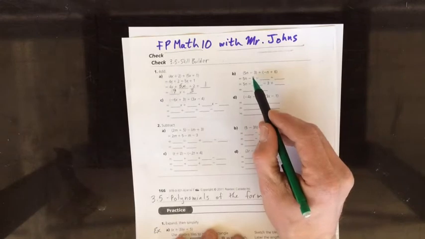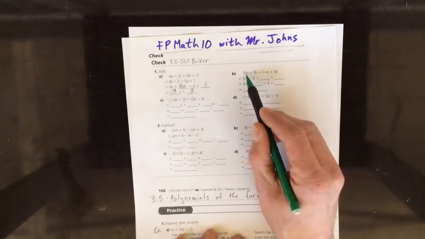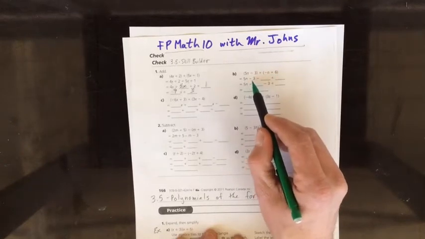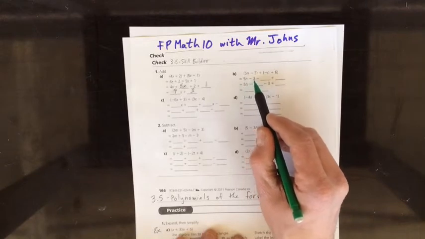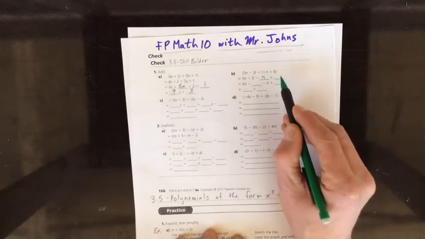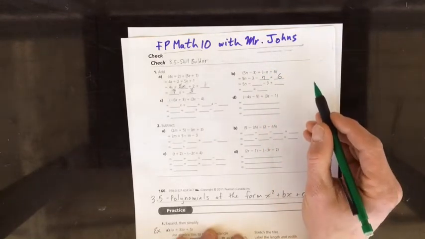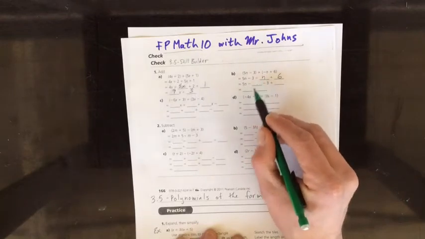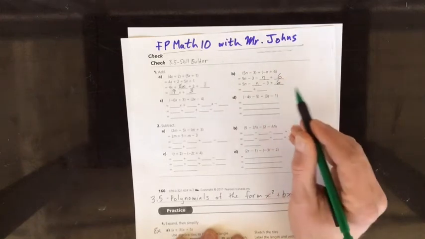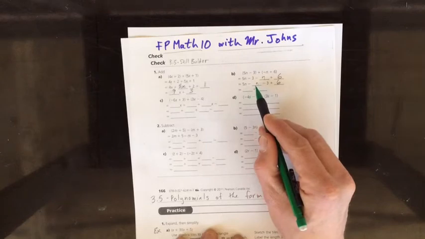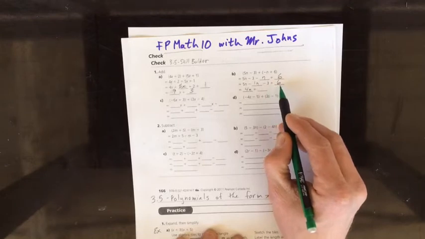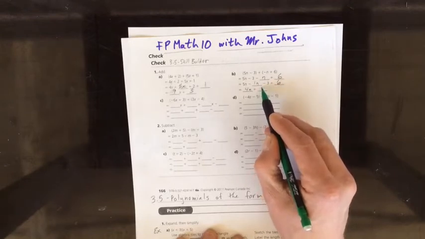It gets a little trickier when there's negatives involved, like with b. 5n minus 3 plus negative n plus 6. So I can basically remove my brackets. 5n minus 3 plus negative n is like subtract n, plus 6 is like plus 6. So I'll take 5n minus n, I'll take negative 3 plus 6. 5n minus n will give me 4n. Negative 3 and positive 6 will give me 3.